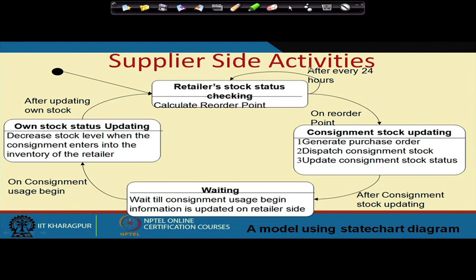The supplier is checking the retailer's stock, so it has to get that information from the retailer side. Here of course, the supplier is doing his own activity, here also he is doing his own activity, but here he is again getting some information from the retailer, that the retailer has started using the consignment stock. In fact, he is also providing some information like the purchase order generated at his end, then dispatch status of the consignment stock, etc., to the retailer as well.